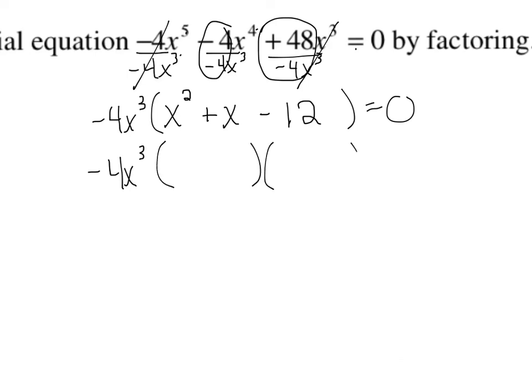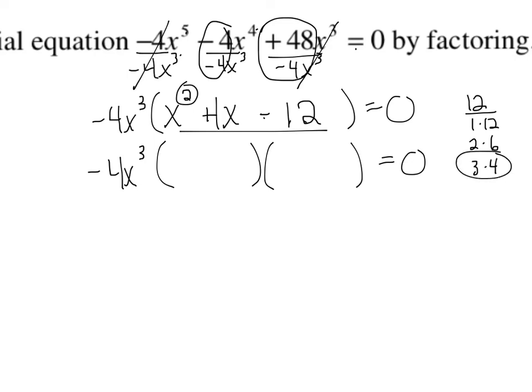I'm trying to find the 2 factors that got multiplied together to get this. So I'm looking for factors of 12 that subtract to get 1. Well, it's not 1 and 12, it's not 2 and 6, but it is 3 and 4. So how can we subtract those to get +1? We need to do 4 minus 3.